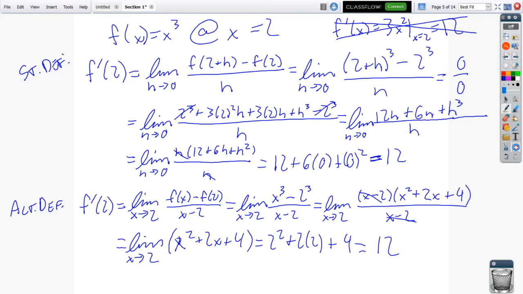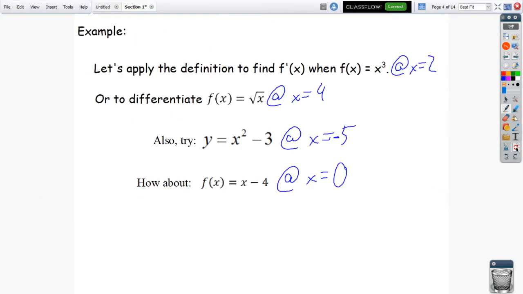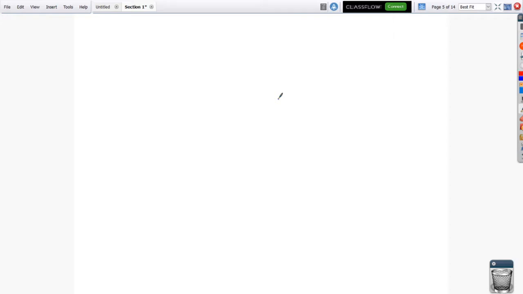Let's do another one. Because really, the big meat of this section is being able to evaluate a derivative here. Let's look at this one. f of x is equal to the square root of x at x equals 4. All right, cool. So we've got f of x is equal to the square root of x at x equals 4. Again, two ways to do this.